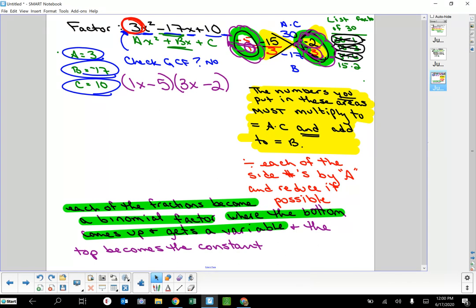Here, let's check it. I'm going to move some things out of the way. Okay, and so this is done. This is my, oops, I want a purple pen. Okay, this is my answer.